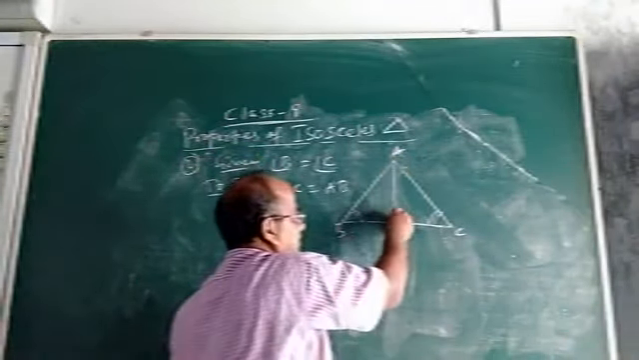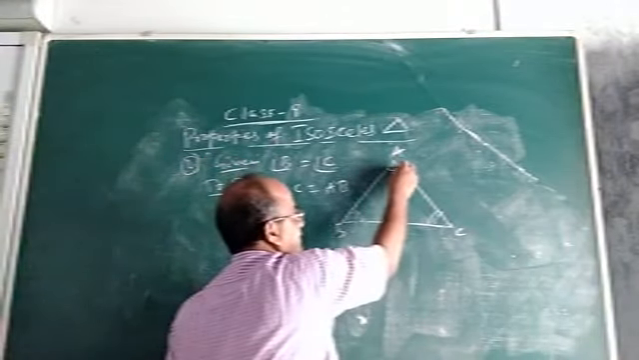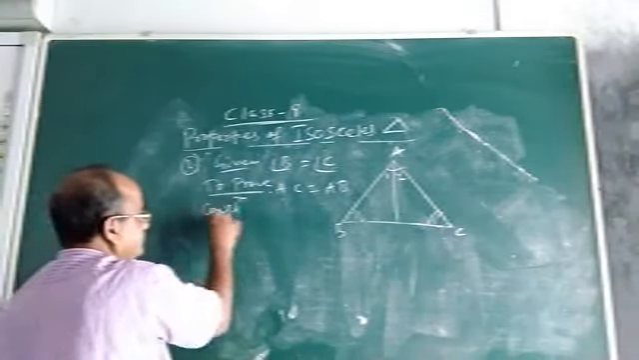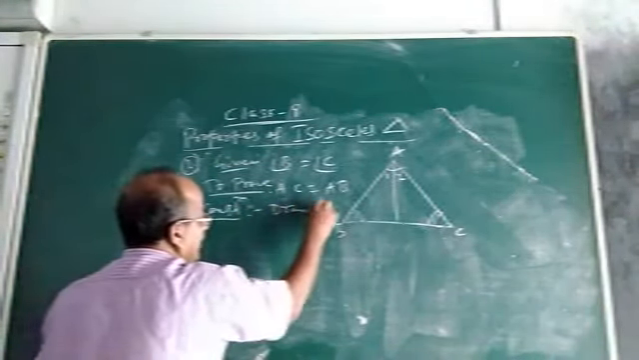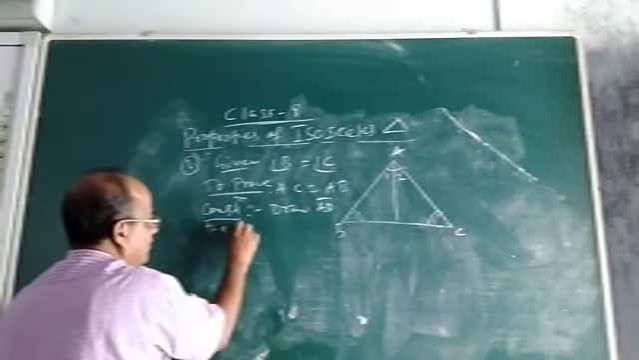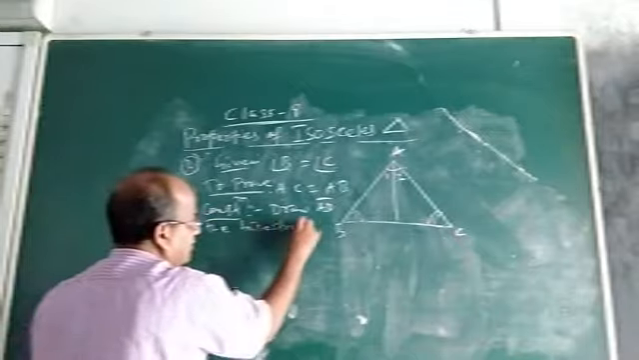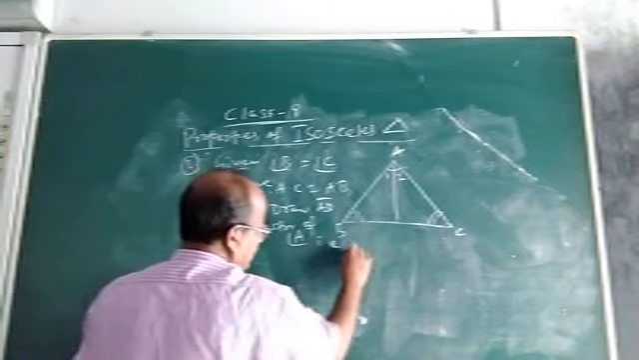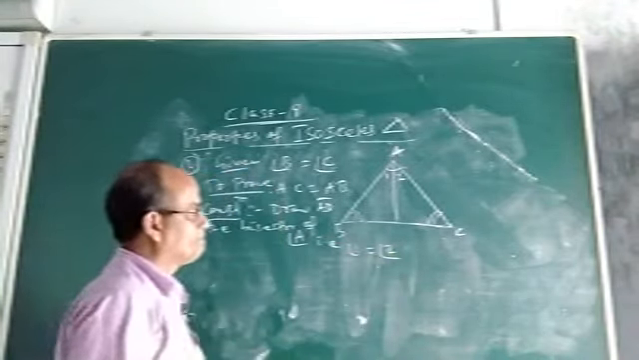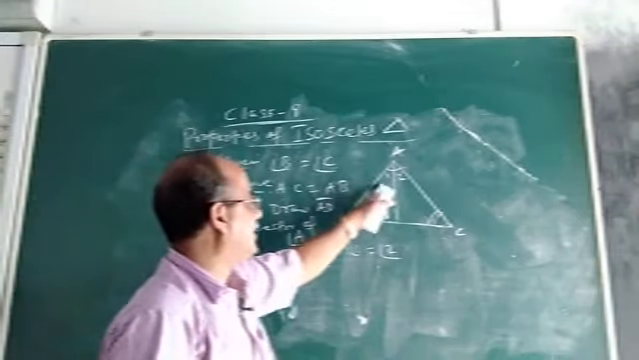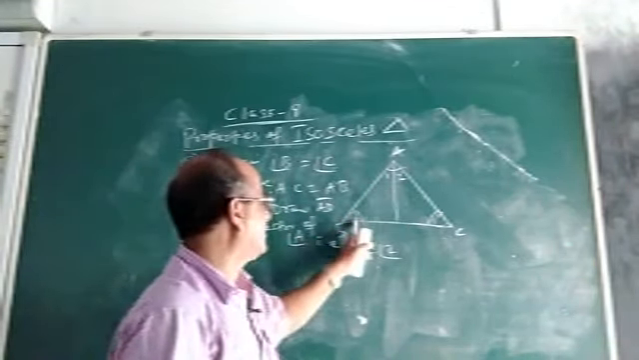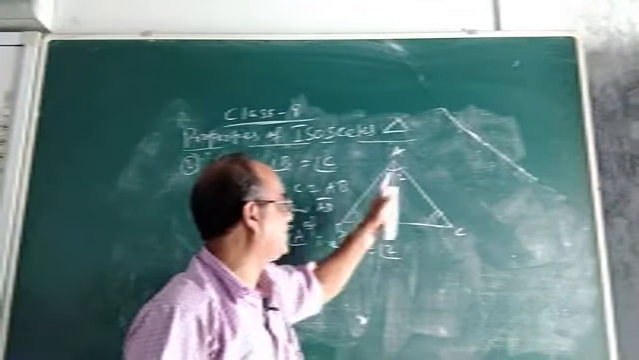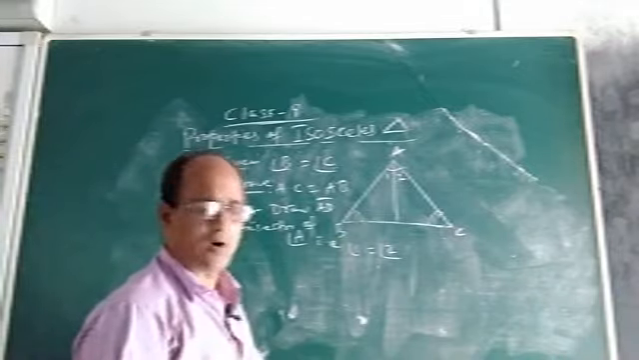Draw the bisector. Bisector means these two are equal. Let us do the construction. Draw AD, the bisector of angle A. That is angle 1 equal to angle 2. See, angle 1 equal to angle 2 by construction. Now this angle equal to this angle. Okay. It is given. Angle B and C are equal, given. Angle 1 and 2, they are also equal by construction.